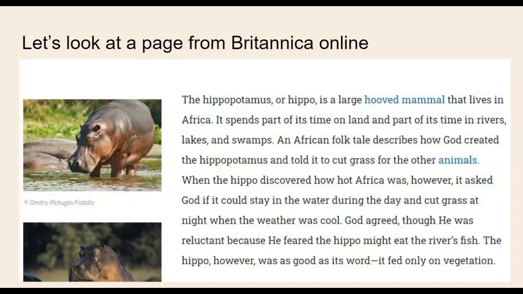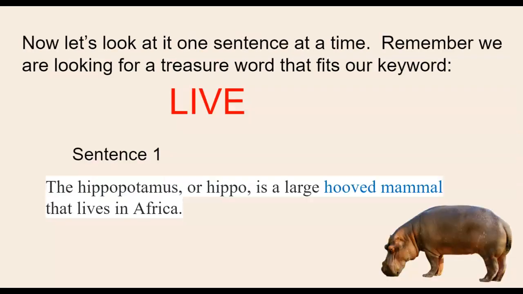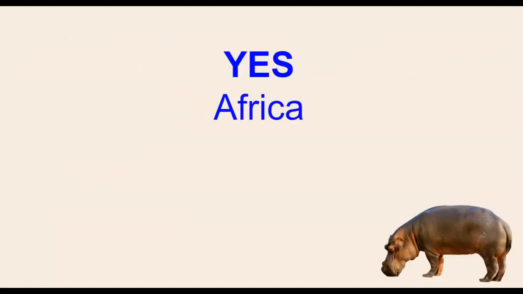We're going to look again at a Britannica Online. So this is the whole entire article, but we're going to take it one sentence at a time. Okay, here we go. We're going to look this sentence over. We're looking for the word live. Okay, the hippopotamus or hippo is a large hooved mammal that lives in Africa. Is there a key word? Yes or no? And if the answer is yes, what is your key word? Write that down. So the answer is yes, and you should have written down Africa.